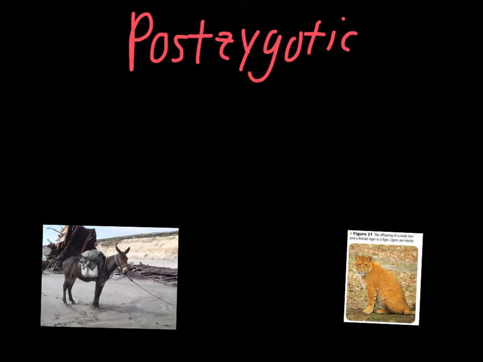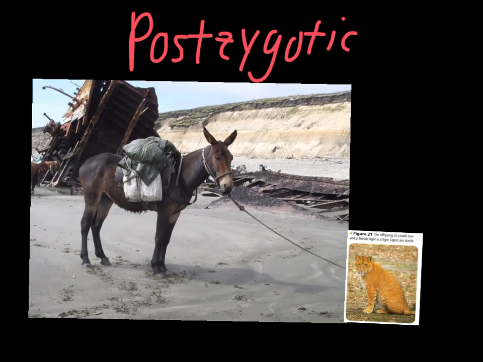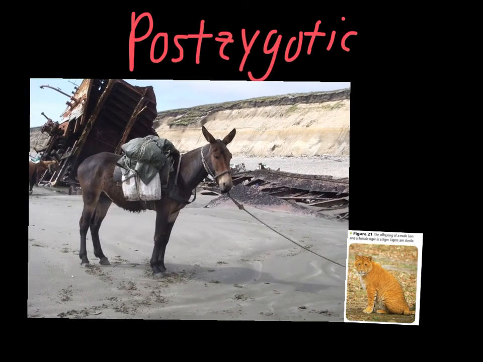In the post-zygotic isolation, what we're seeing here is that the individuals have already formed a zygote. So again, that zygote is the fertilized egg. What this means is their offspring are sterile. A simple example of this is a mule. So a mule is the product of a horse and a donkey. Mules are all sterile. The only way to get more mules is to breed more horses and donkeys together. You can't breed two mules to make another mule.